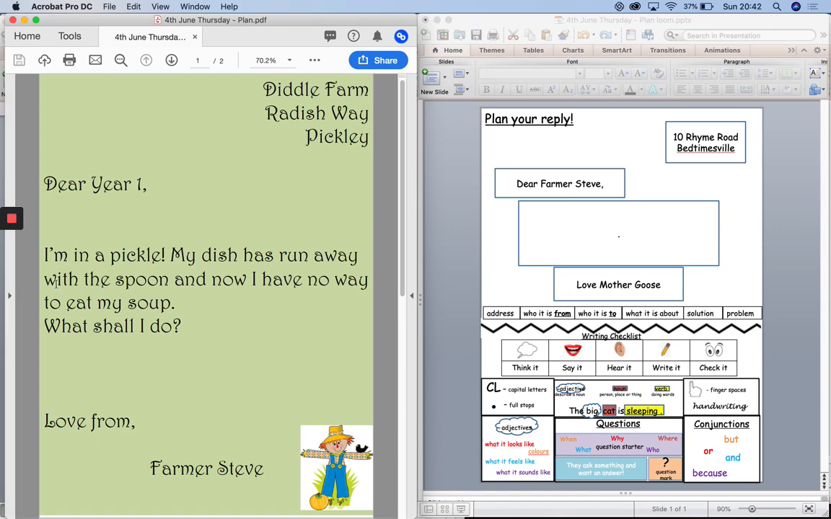So let's have a read. I'm in a pickle. My dish has run away with the spoon, and now I have no way to eat my soup. What shall I do?